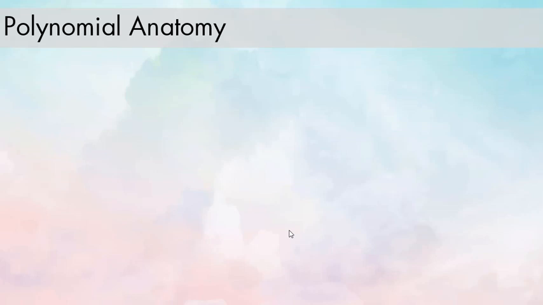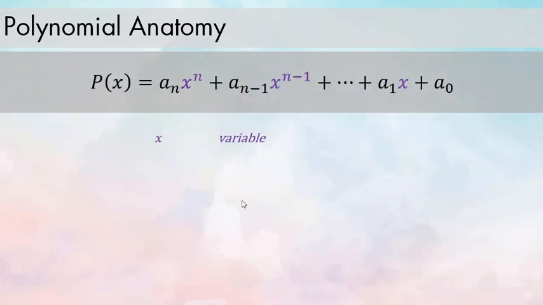Now we will have a closer look at a polynomial to understand its parts. P(x) equals a_n x^n plus a_(n-1) x^(n-1) plus and so on, plus a_1 x plus a_0. The x is called the variable. In Vietnamese we call it biến. And a_n, a_(n-1), down to a_0, the numbers colored in orange, are called coefficients. The coefficients are nothing but the numbers that are multiplied by the variable part.